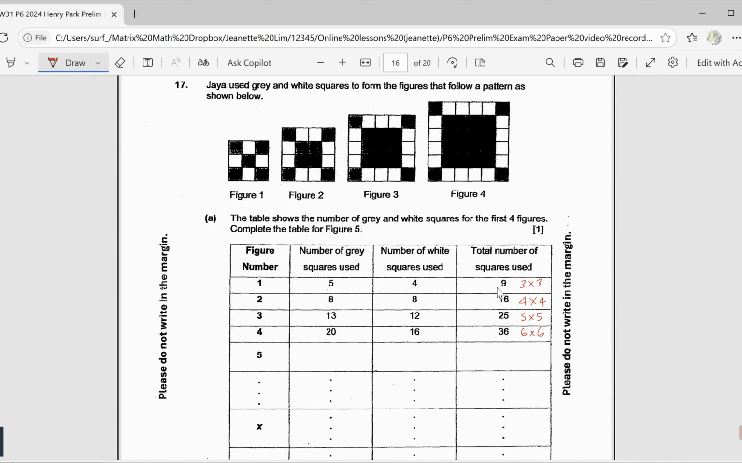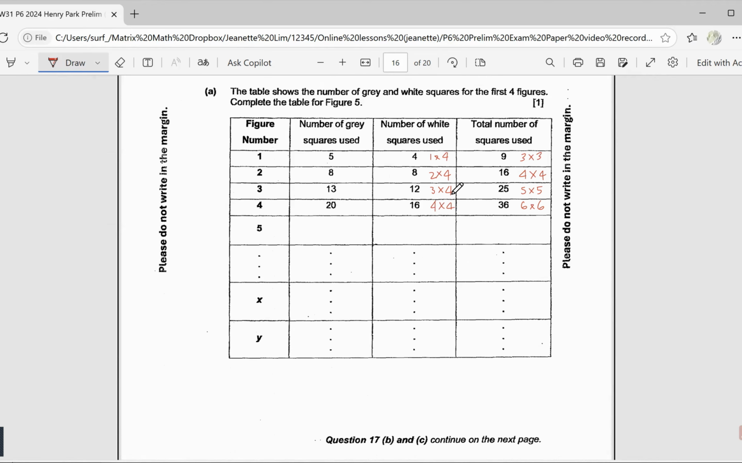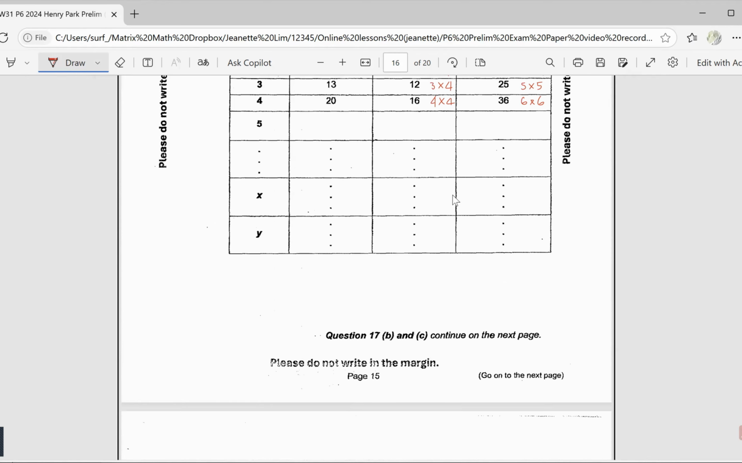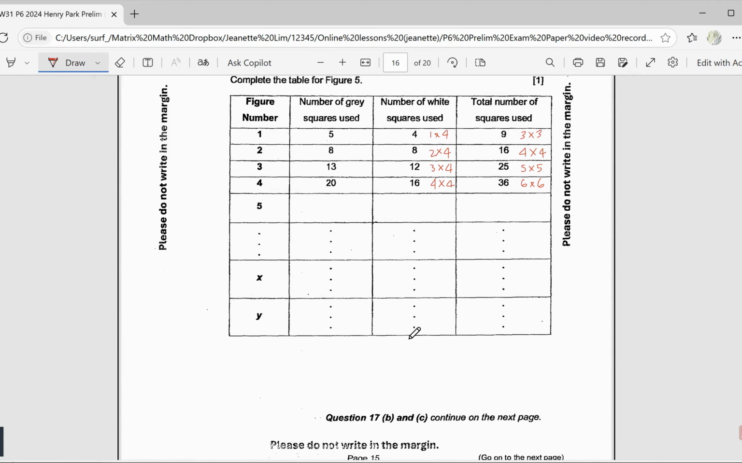Okay, then this here is a multiple of 4. So 1 times 4, 2 times 4, 3 times 4, and so on. So if it's 1004 white squares, let's find the figure number. We divide by 4. 1004 divided by 4. So the figure number is 251. If it's 251, what is the total number of squares used?